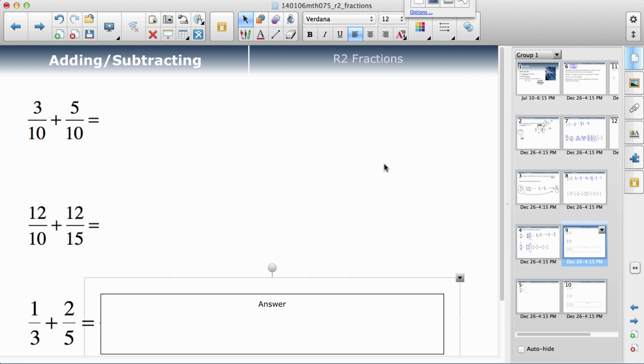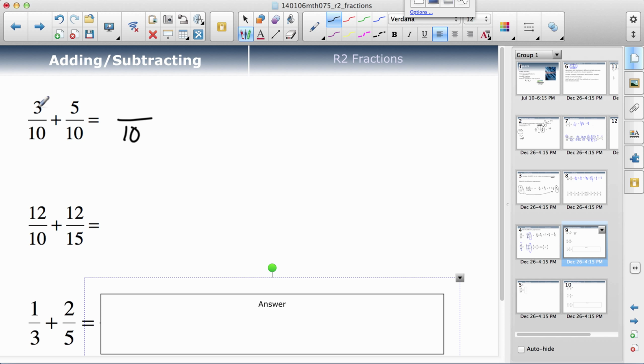Now, when we're adding and subtracting fractions, the first thing we need to do is get a lowest common denominator. In this first question, it already has a common denominator. The denominator is 10. So all I really have to do is add the two top numbers, the numerators. So 3 plus 5 is 8. Again, 8 over 10 is the same thing as 2 times 4 over 2 times 5.